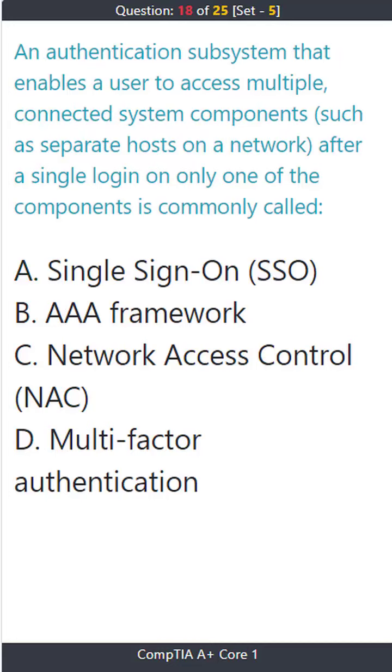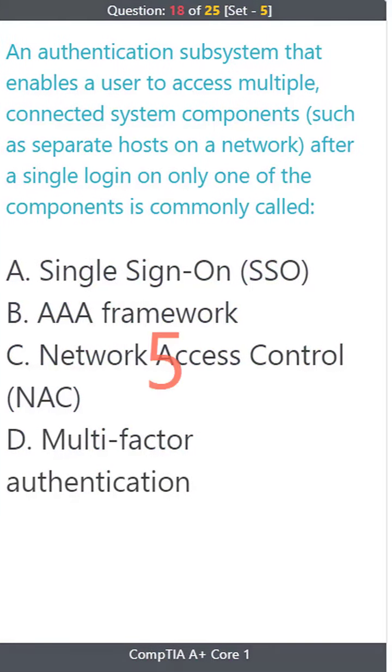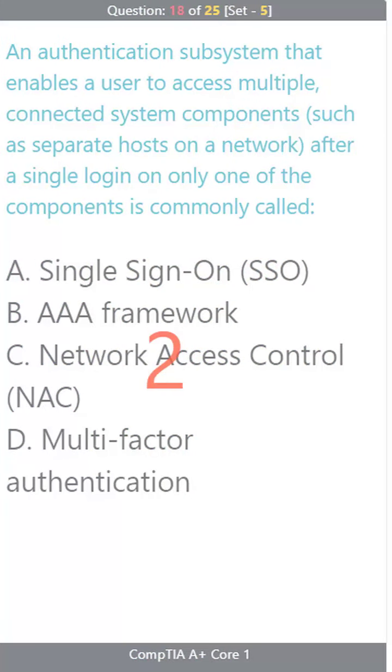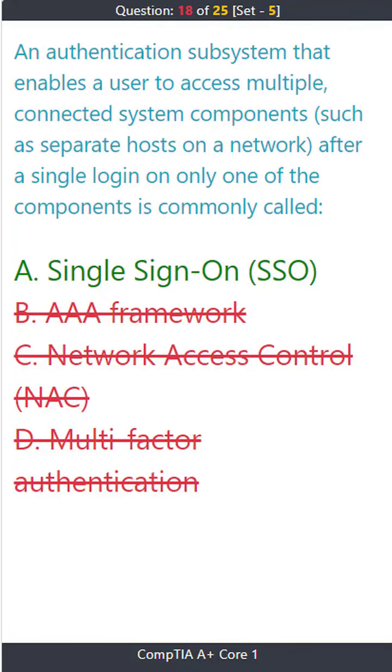Question 18. An authentication subsystem that enables a user to access multiple, connected system components, such as separate hosts on a network, after a single login on only one of the components is commonly called A. Single sign-on, SSO. B. AAA framework. C. Network access control, NAC. D. Multi-factor authentication. The correct answer is A. Single sign-on, SSO.